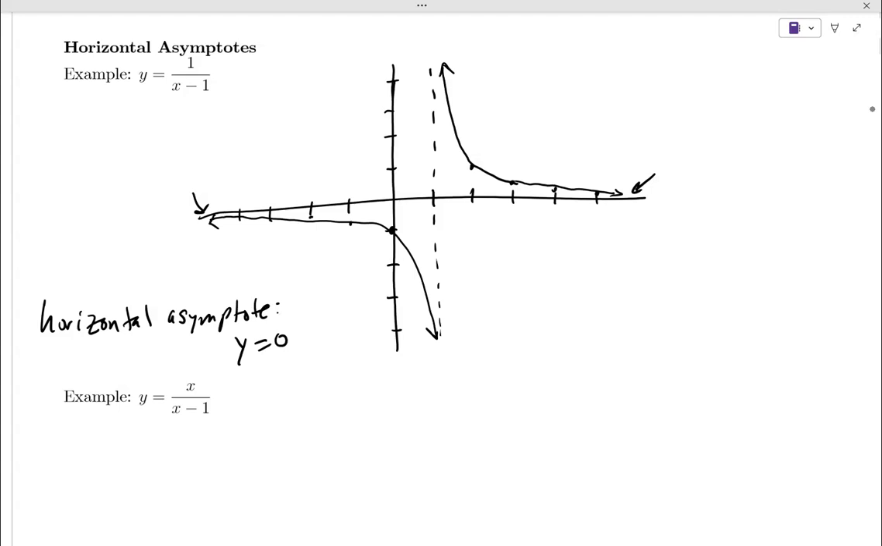Now in this one, as x gets really, really big, both the numerator and the denominator get really, really big, right? So I can't do that same type of analysis that we did up there because both are getting really, really big at the same time, okay? However, we can play with this a little bit.